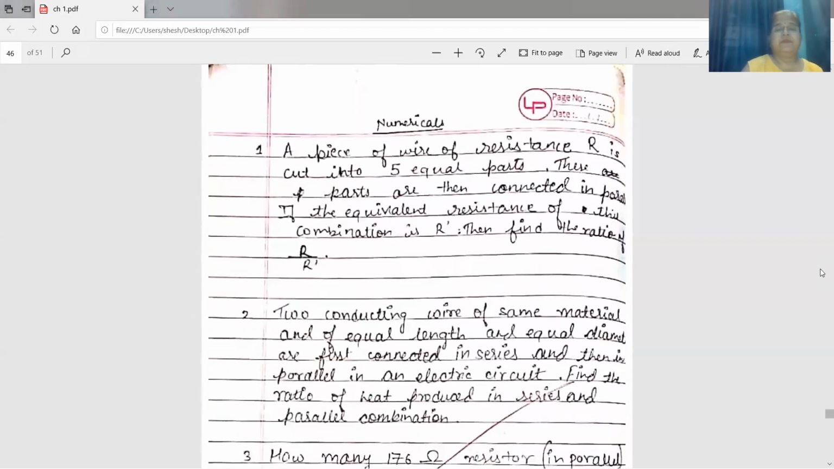Now next is: a piece of wire of resistance R is cut into 5 equal parts. Let the wire have resistance R. So when it is cut into 5 equal parts, the resistance of each part will be R by 5. These parts are then connected in parallel. If the equivalent resistance of this combination is R dash, in place of RP, R dash is taken, then find out the ratio of R by R dash.